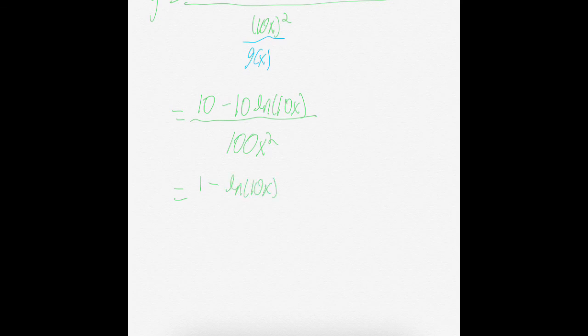Oh, I see 10s everywhere. All right, I've got 10, 10, 10. So this is going to be 1 minus just one copy of ln 10x. And now instead of dividing by 100x squared, I'm going to divide by 10x squared. And I think that gives us a solution. A very nice and cute solution, in my opinion.